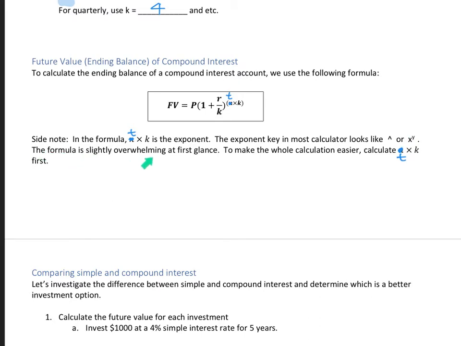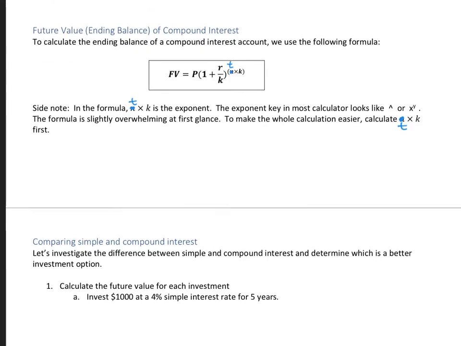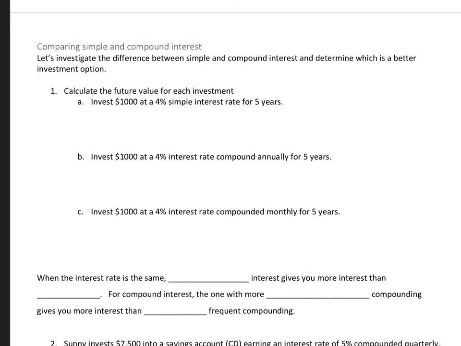The formula is slightly overwhelming at first glance. There's a lot going on, right? But it'll get easier if you keep practicing a little bit more. To make the whole calculation easier, first calculate T times K, and that will make things a little bit easier. All right, so let's look at some problems here.